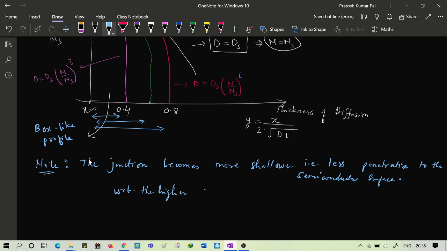the higher relation of dopant concentration. We call it higher power relation of dopant concentration. So if the dopant concentration is related with the diffusion coefficient with respect to higher power, then the diffusion or junction depth that we obtain will be of a smaller value. There will be a smaller junction depth. Okay.